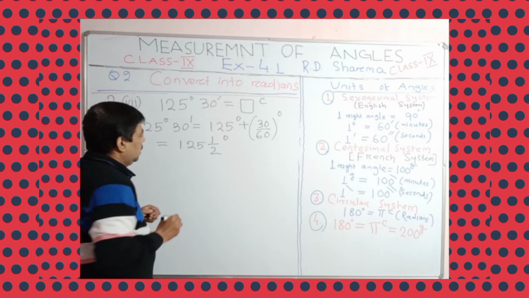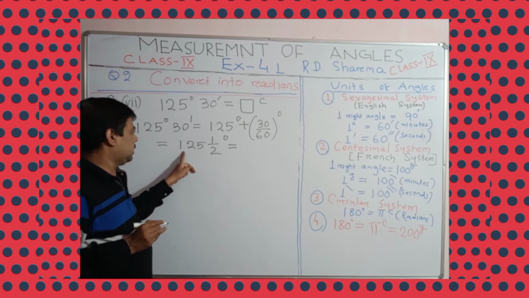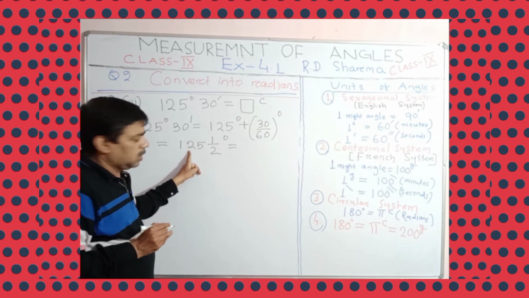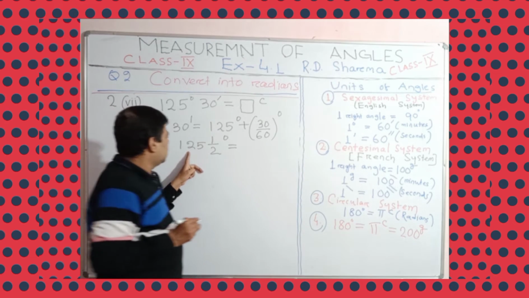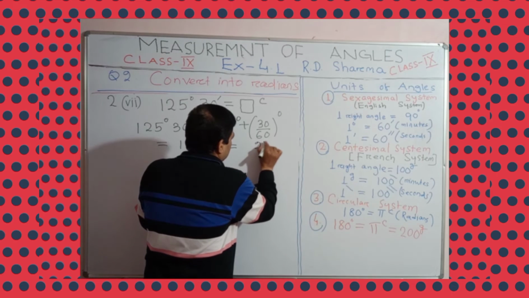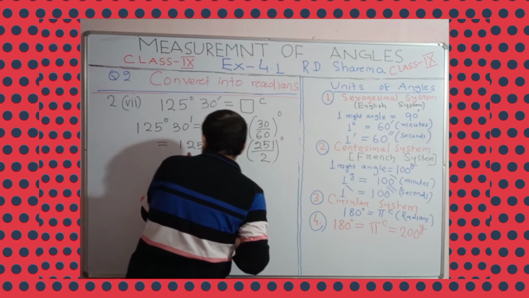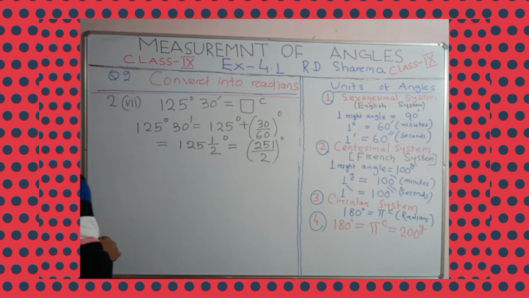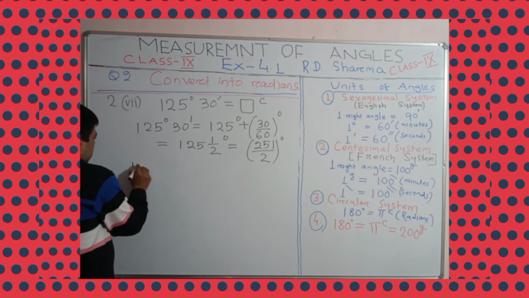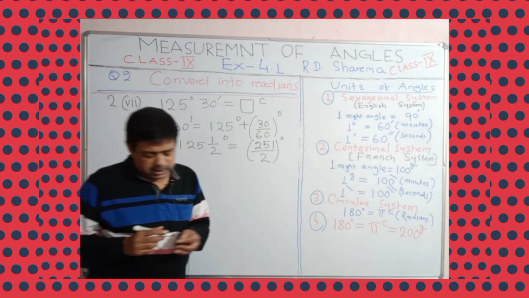Yes or no? And that is equal to 125 into 2, how much? 250. Yes. 250 plus 1 is 251 upon 2 degree. Right? So 125 degree 30 minute is equal to 251 upon 2 degree.